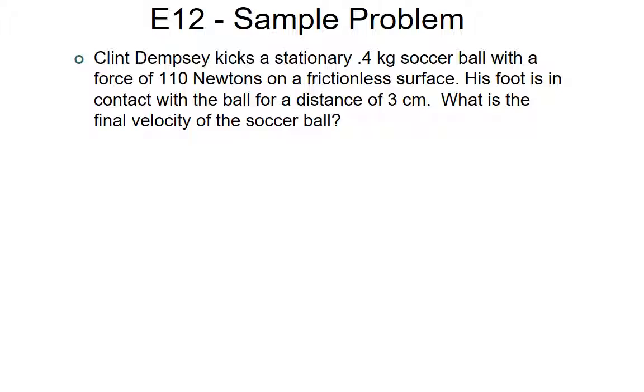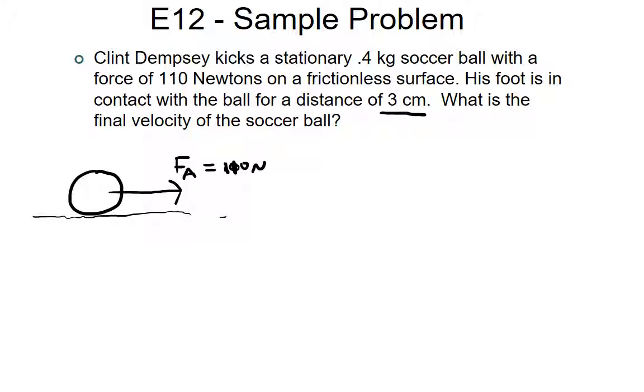Okay, so let's take a look at this first one. We have a soccer ball that's being kicked with 110 newtons of force, and in this case we're just going to assume there's no friction. His foot is in contact with the ball for 3 centimeters. So that is the only length that his foot is in contact with the ball, so 0.03 meters. And we want to find out what the final velocity of the soccer ball is, and it would probably be better to say final speed after the soccer ball is kicked.